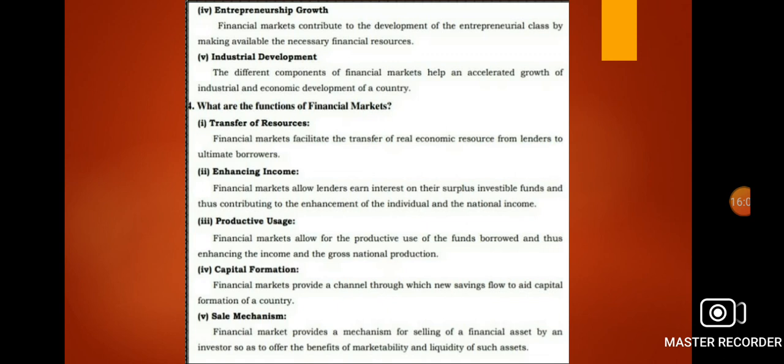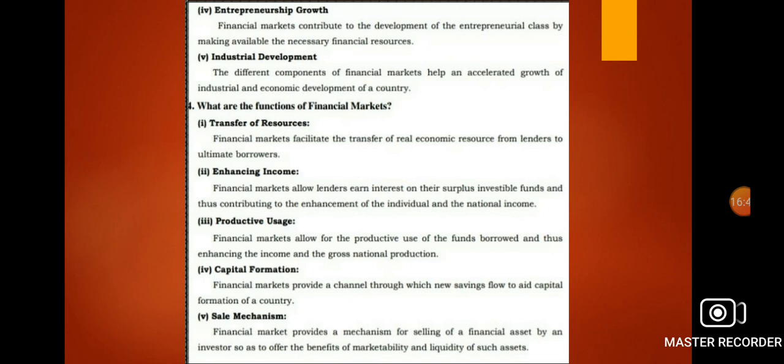Then next question is, what are the functions of financial market? The financial market functions: there are two functions. First one is intermediary function and another one is financial function. The first one, intermediary function. The intermediary functions of a financial market include the following.